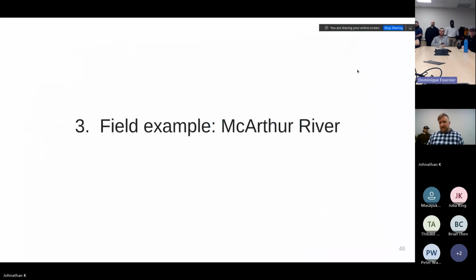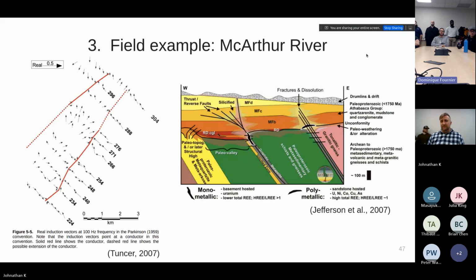So then let's look at another field example, MacArthur River here. This is going to be looking at some MT data from the Athabasca Basin. And if you're not familiar with the Athabasca Basin, it's a sandstone overlaying some basement rocks, and this unconformity is where the uranium is hosted.